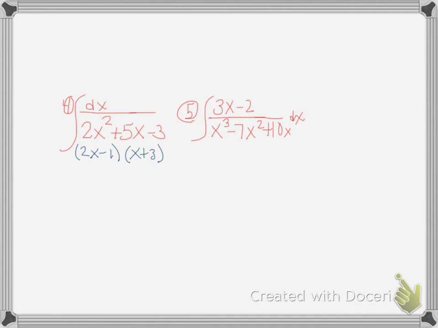If you were to do the partial fraction portion, hopefully you got that A was 2 over 7 and B is negative 1 over 7. And when you go to integrate here, you would have gotten the integral of 2 over 7 over 2x minus 1 plus the integral of negative 1 over 7 over x plus 3, still with our dx's.